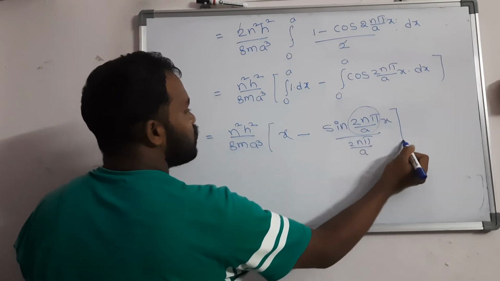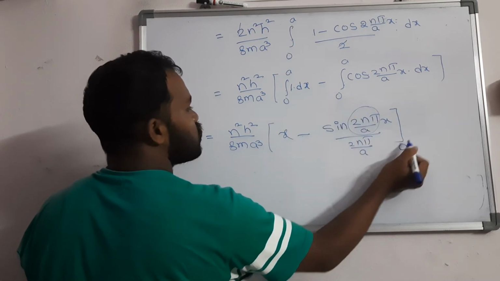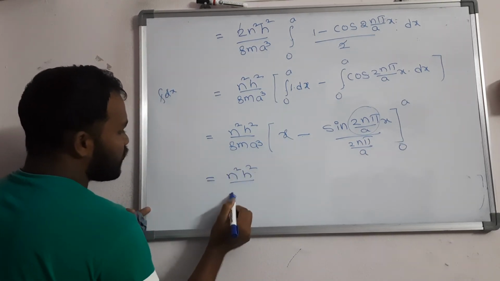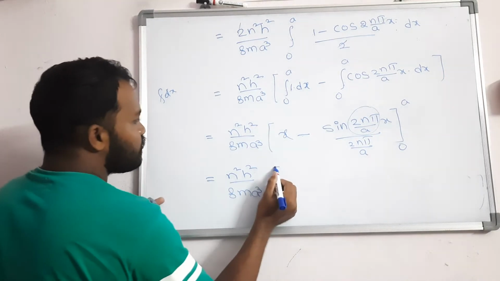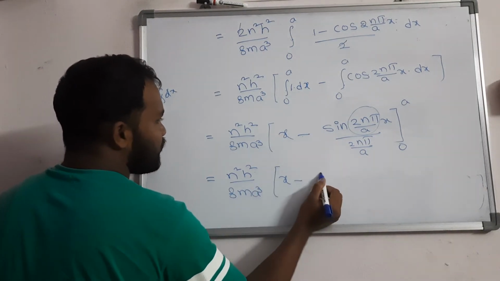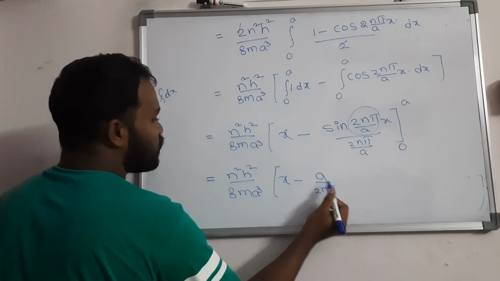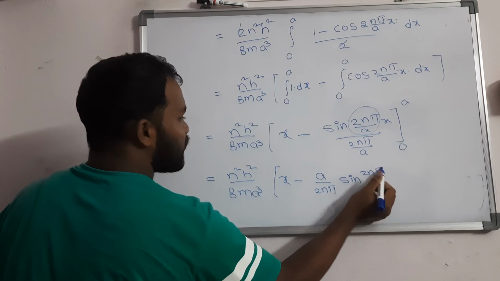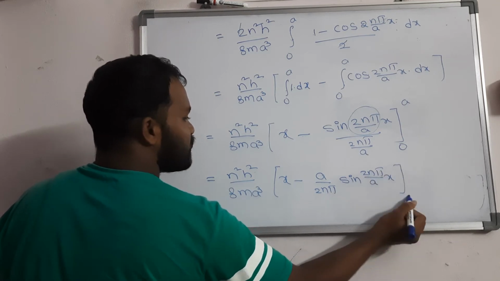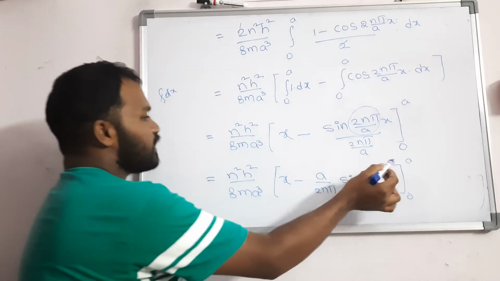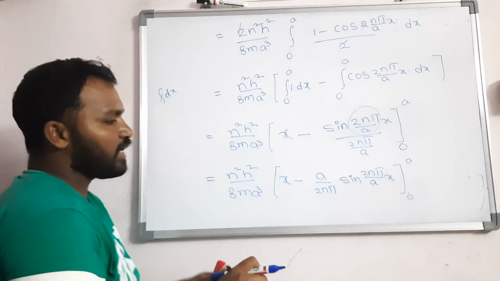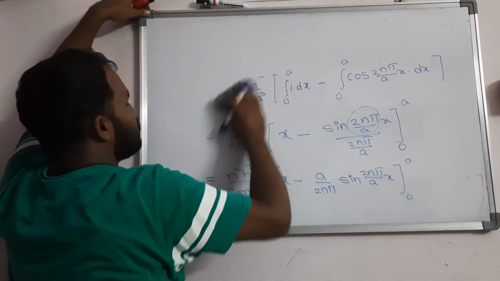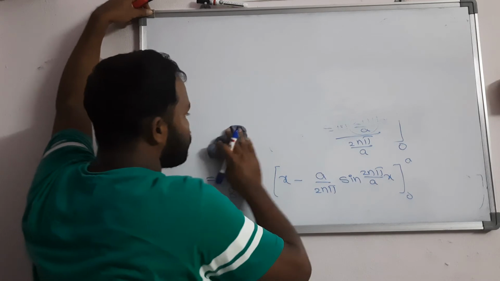So divide by 2n pi by a. Here your limits are 0 to a. Here n square h square by 8 m a cube you should write, so x minus a by 2n pi into sine 2n pi by a into x. Limits are 0 to a. Now substitute upper limit, then lower limit. What you will get? I am going to write and you check. Substitute upper limit minus lower limit.